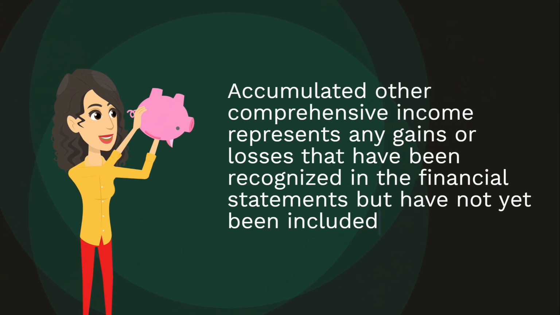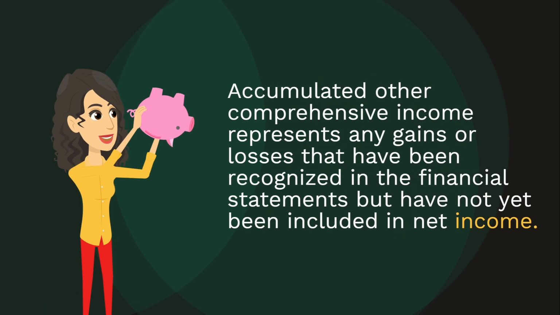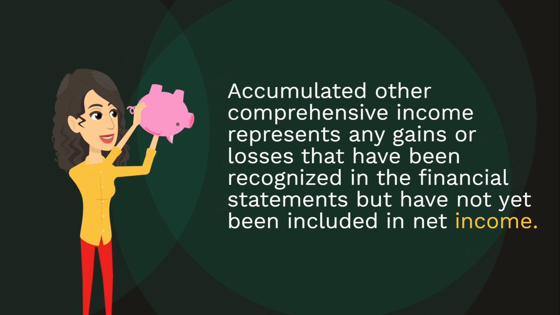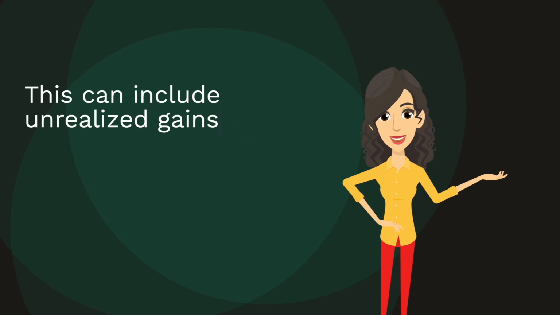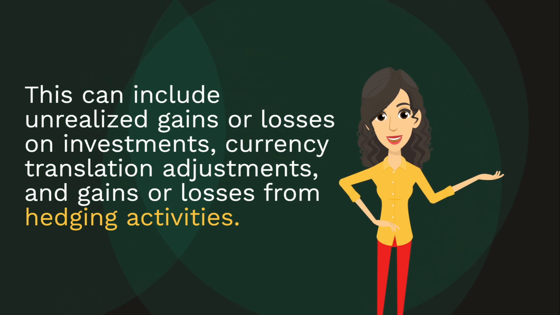Accumulated other comprehensive income represents any gains or losses that have been recognized in the financial statements but have not yet been included in net income. This can include unrealized gains or losses on investments, currency translation adjustments, and gains or losses from hedging activities.